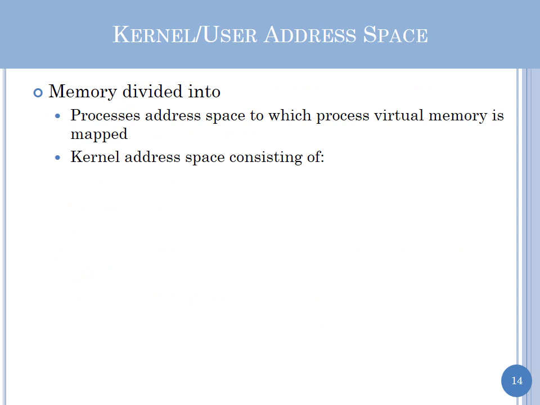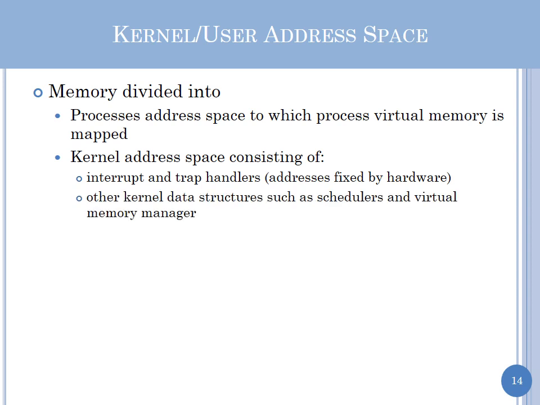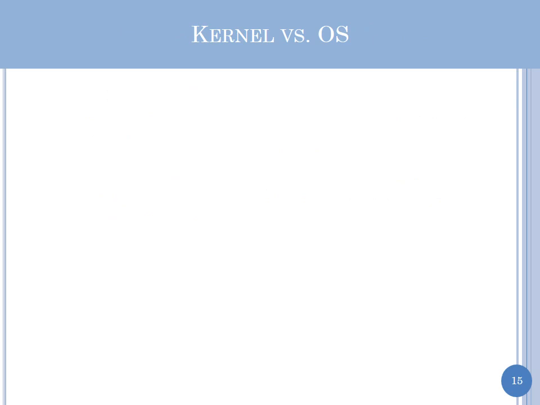Okay, so we've seen the memory is divided into process address space and kernel address space, okay? And kernel address space consists of interrupt and trap handlers, other kernel data structures such as schedulers and virtual memory manager. Now, I use the word OS and I use the word kernel. Who knows whether they were interchangeable or the same thing? Let's try to figure that part out. So, assuming they're not interchangeable, what's the difference? How would you define the kernel and how would you define the rest of the operating system?